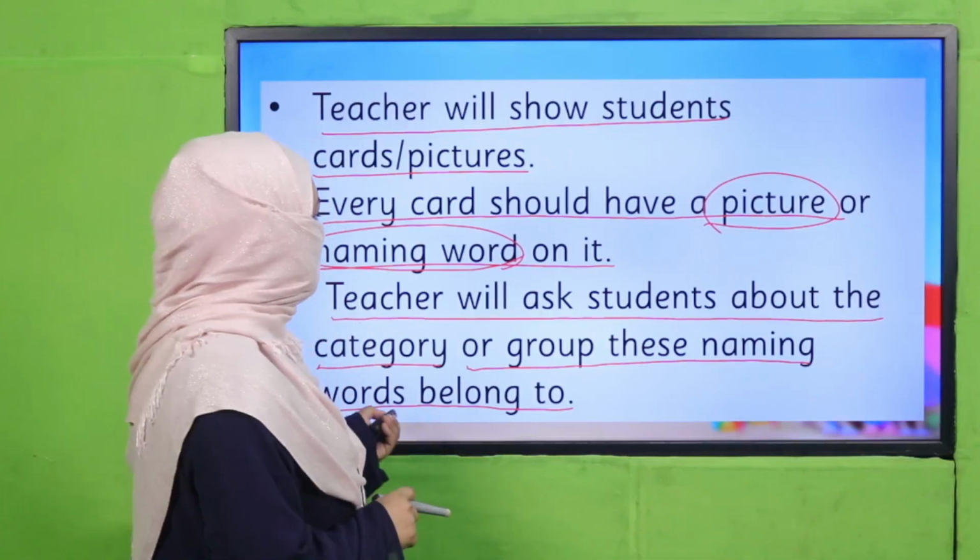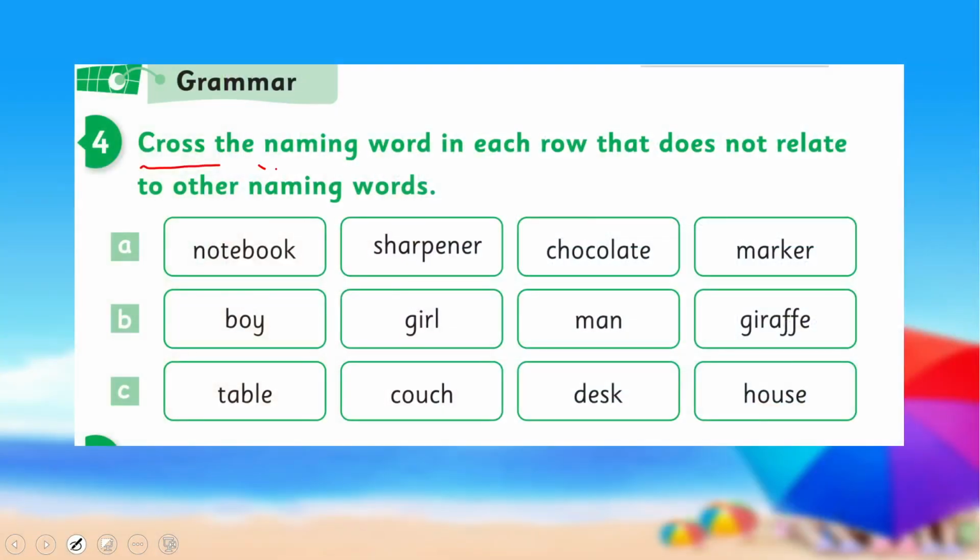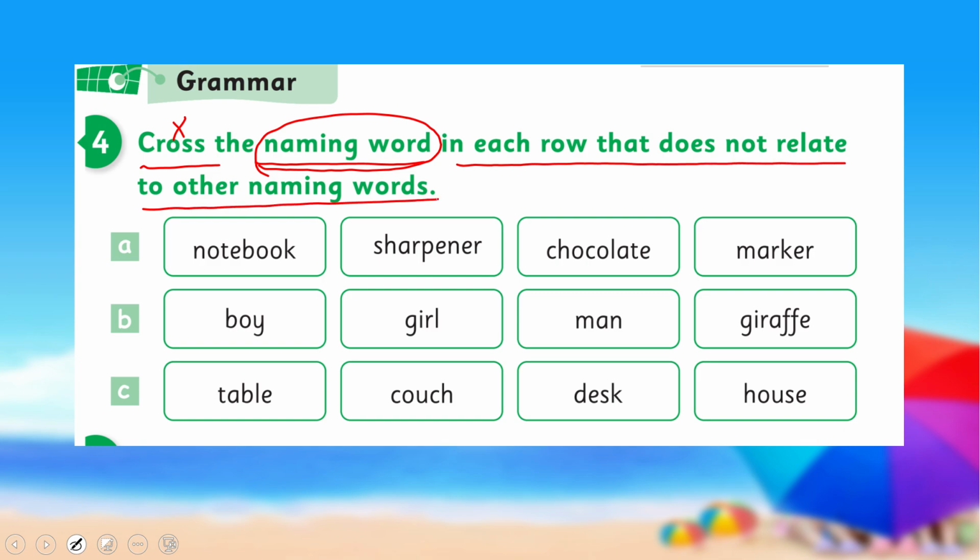Now let's practice this concept from your book. You have to cross the naming words. So you will cross the naming words in each row that does not relate to the other naming words. So beta, how do we make a group of words? You see, start reading it.